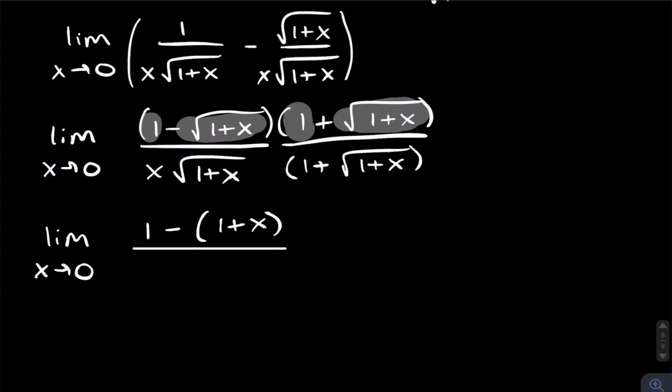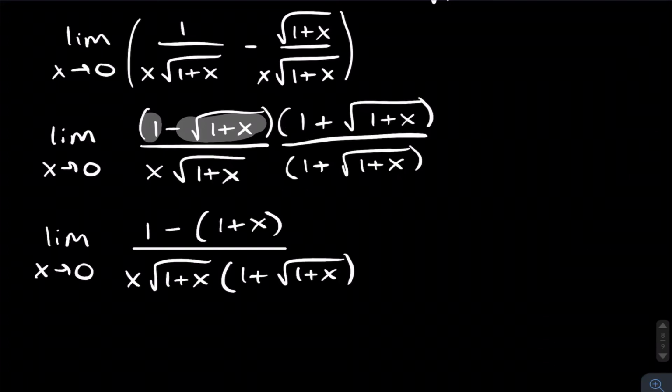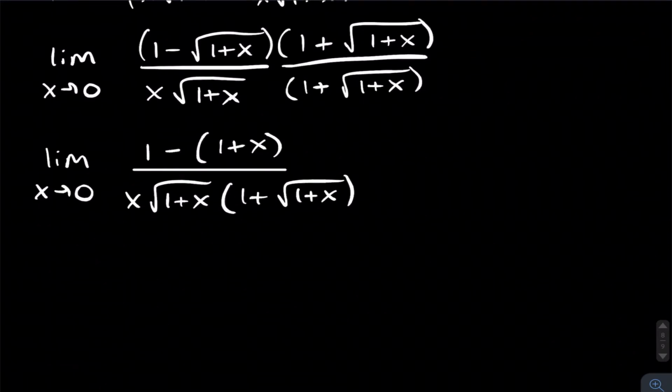Okay, and that's going to be all over, don't distribute the denominator, x times the square root of 1 plus x times 1 plus the square root of 1 plus x. It is important to see here, I'm assuming that these are conjugates, and that's why I'm only caring about multiplying this and then multiplying this, right? Usually when you distribute like that, you have to worry about your middle terms. Here we know since they're conjugates, the middle terms cancel.